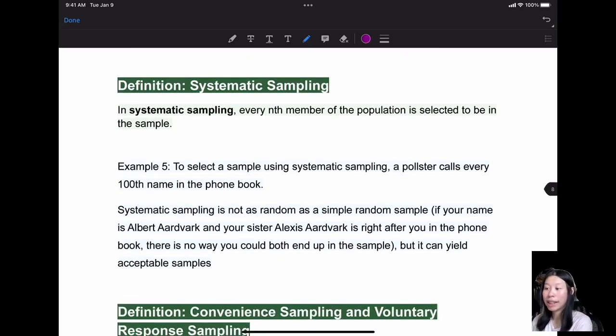Okay, the next one is systematic sampling. In systematic sampling, every nth member of the population is selected to be sampled. So for example, to select a sample using systematic sampling, a pollster calls every 100th name in the phone book. Systematic sampling is not as random as simple random sampling. If your name is Albert or Arthur, starting with A, and your sister is Alice, starting with A, right after you in the phone book, there's no way you could both end up in the sample. But it can yield acceptable samples.